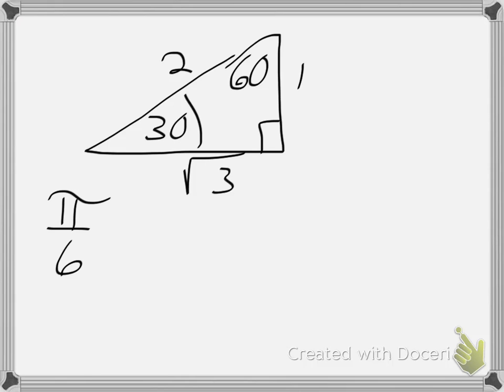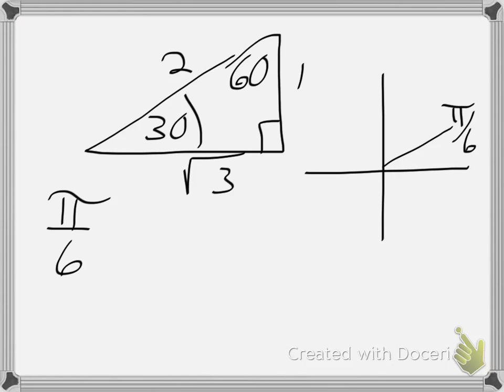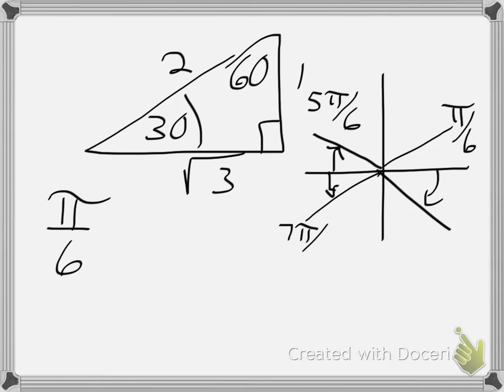Now since I'm talking about pi over 6 in each quadrant, of course I have pi over 6 here. Using pi over 6 as a reference angle, I'll find the remaining angles in each quadrant. And what they'll be is I'll have 5 pi over 6, 7 pi over 6, and 11 pi over 6.